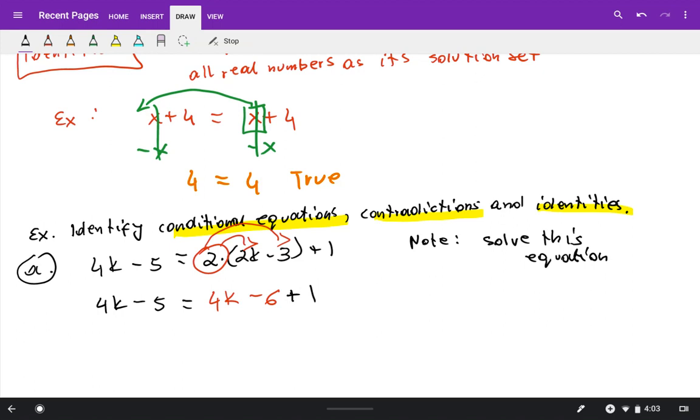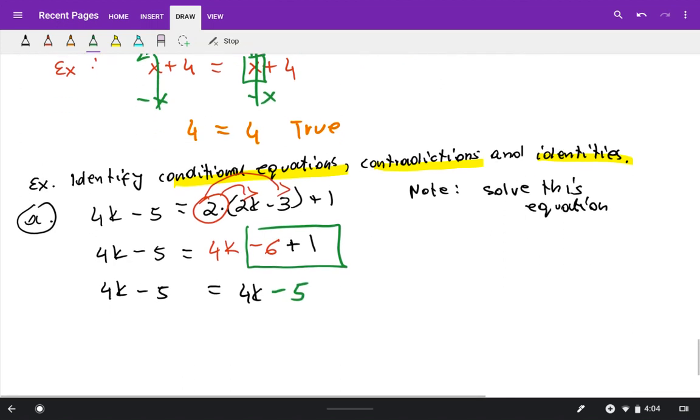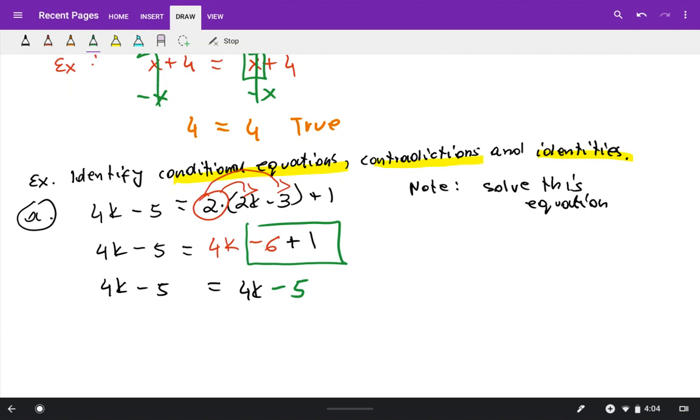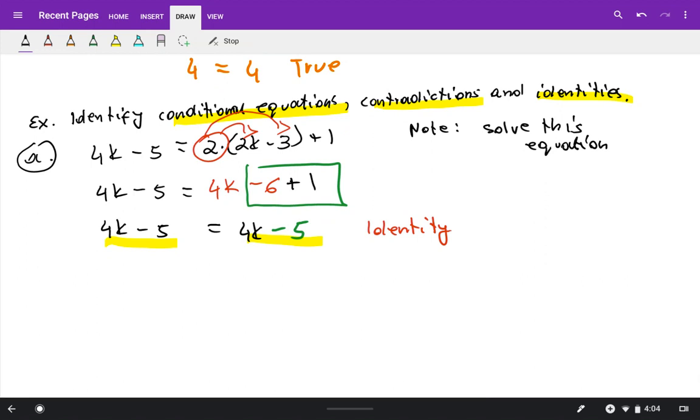Okay, so now let's simplify. I have 4k minus 5 equals 4k, and you have like terms: negative 6 plus 1 is just negative 5. I'm going to stop here because I already see that the left side is exactly the same as the right side. So I know that this is an identity. Okay, let's do example B.